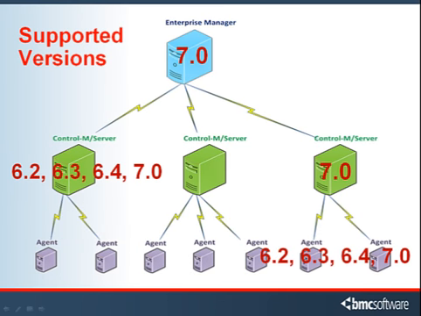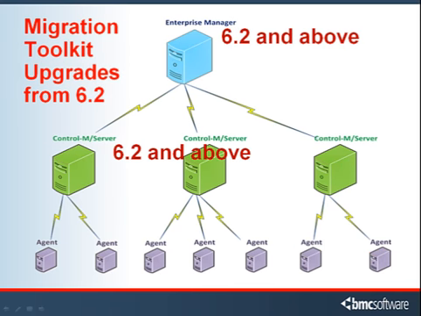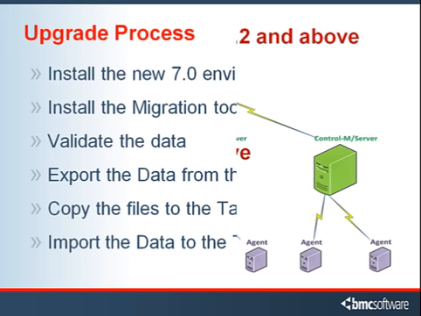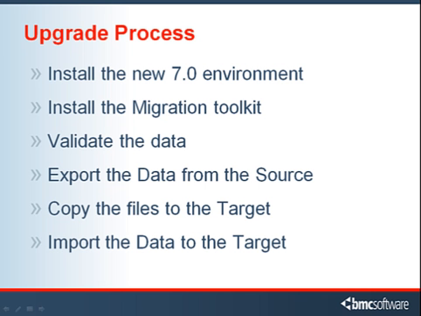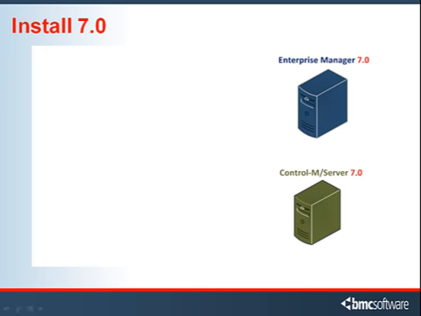EM 7.0 supports Control-M server versions 6.2 through 7.0, and the Control-M server 7.0 supports agents 6.2 through 7.0. The Migration Toolkit will allow you to upgrade from an EM or Control-M server 6.2 environment and above. The upgrade process works like this. First, you install the new 7.0 environment. Then you install the Migration Toolkit, validate the data, export the data from the source, copy the file over to the target, and import the data into your target environment.